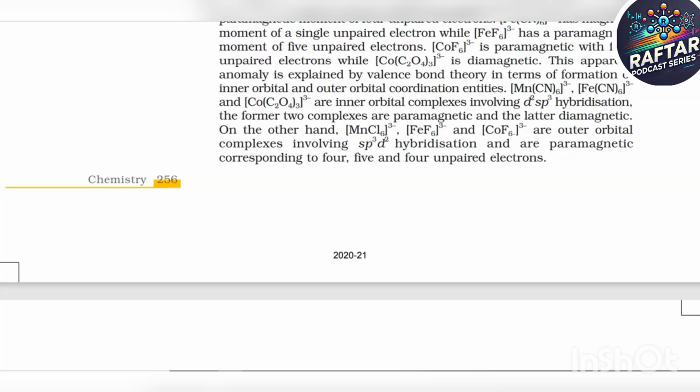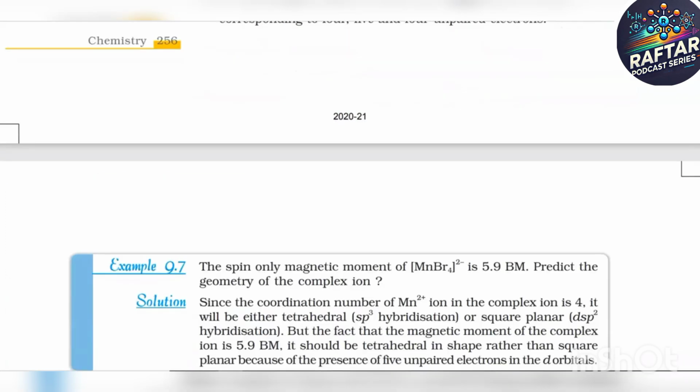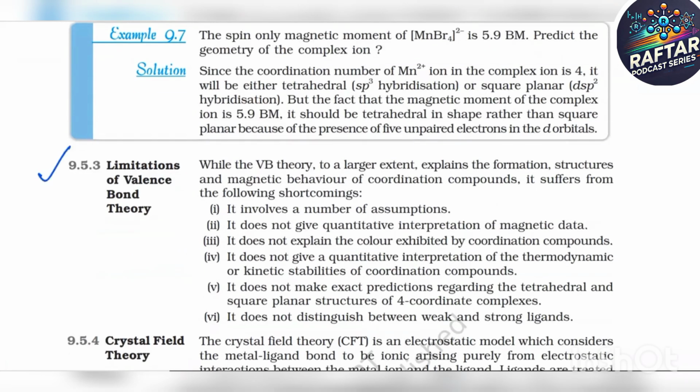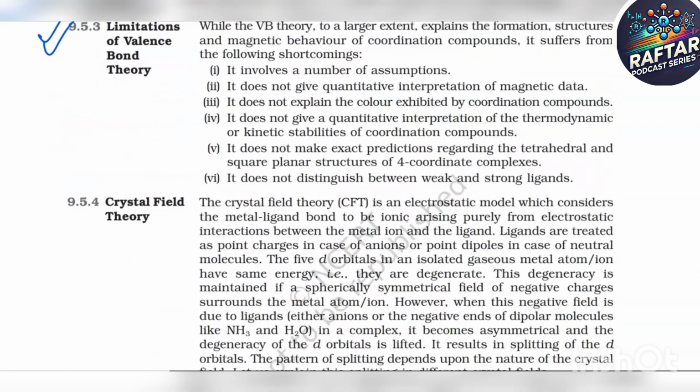5.5.3 Limitation of valence bond theory. Valence bond theory, to a larger extent, explains the formation, structures and magnetic behavior of coordination compounds. It suffers from the following shortcomings.